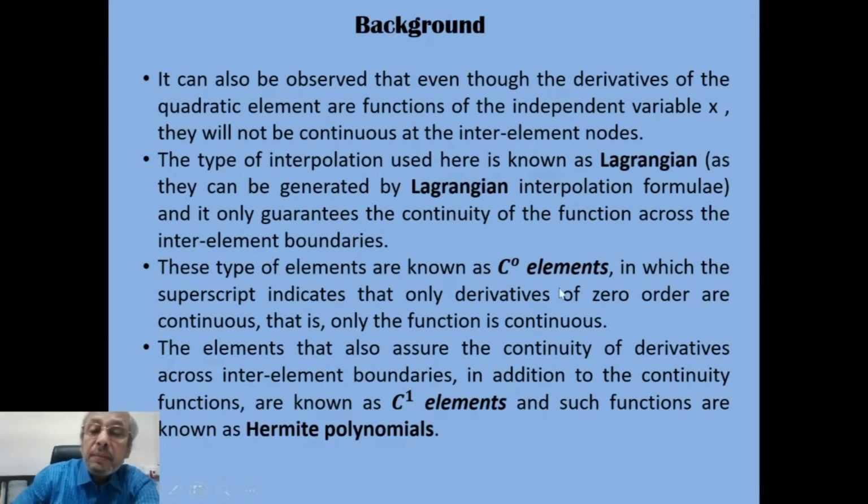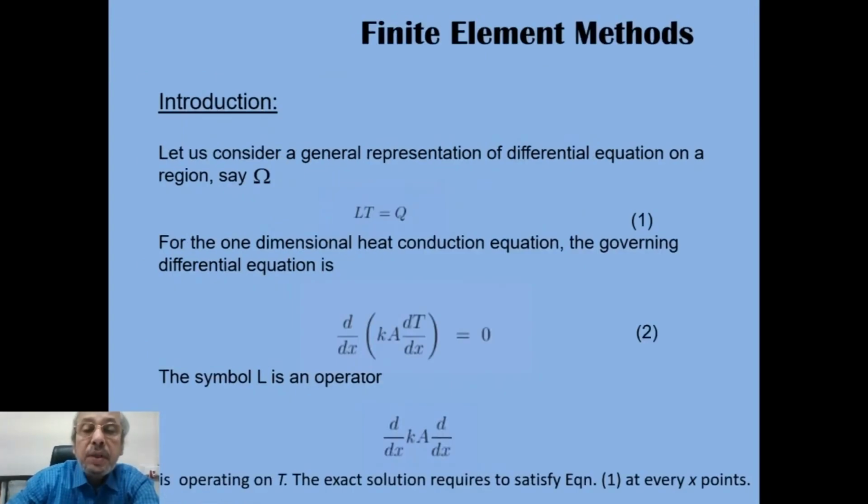So we have known the properties of C0 elements, and C1 elements also we have mentioned here. Now the functions which are valid for C1 elements are called Hermite polynomials. Now with this background, let us start our lesson on finite element methods.